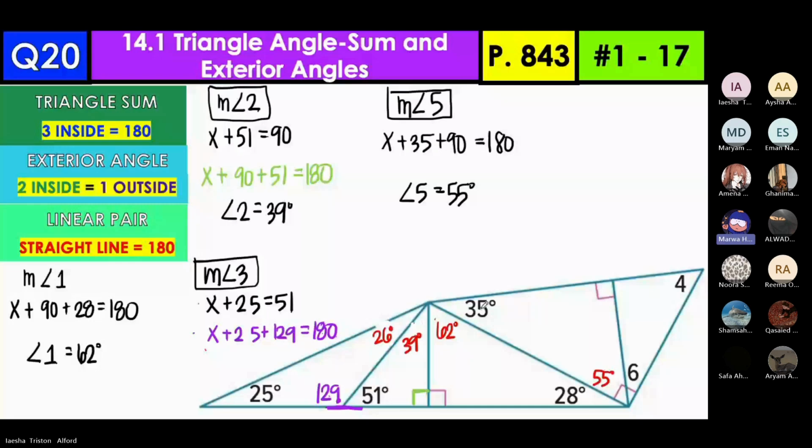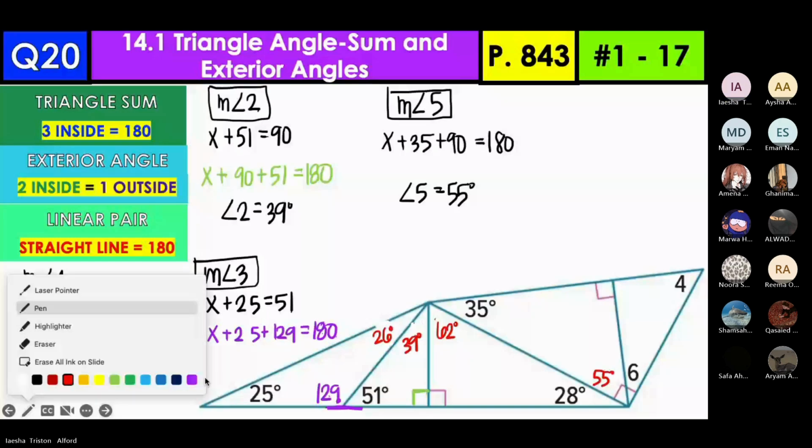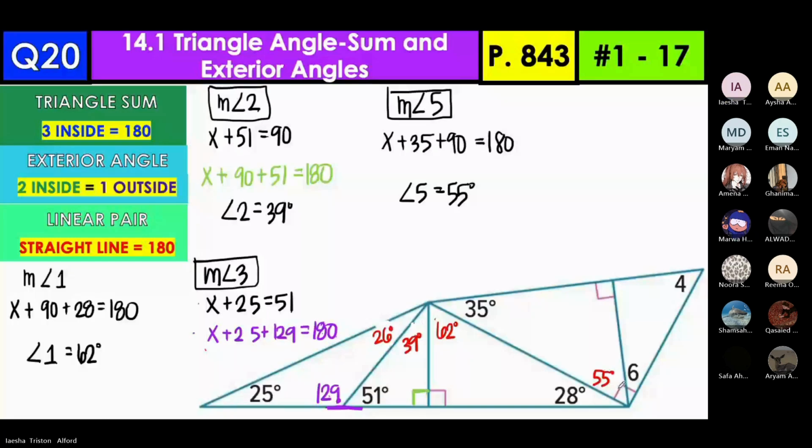We can find angle 6. Yeah, you could find angle 6. How could you find angle 6? 90 subtract 55. Correct. Why does that work? Because we have a right angle. We have a right angle here.